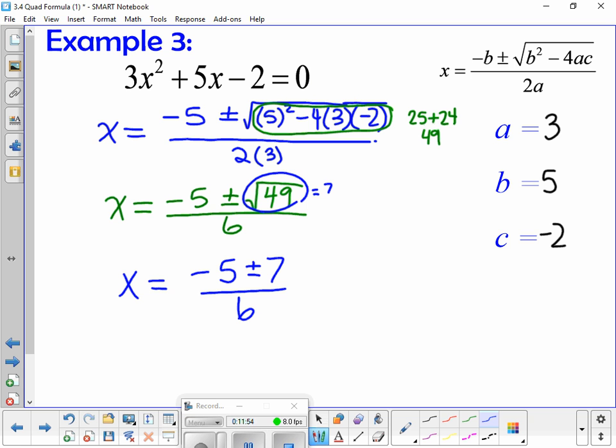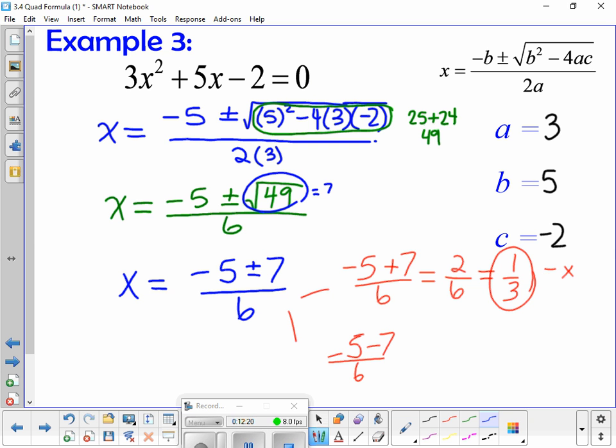So I'm going to split this apart into the two solutions. Negative 5 plus 7 over 6 and negative 5 minus 7 over 6. Well, this top one, negative 5 plus 7 over 6, well, negative 5 plus 7 is 2, so that's 2 over 6, which I can reduce to 1/3. So that's one of my solutions.